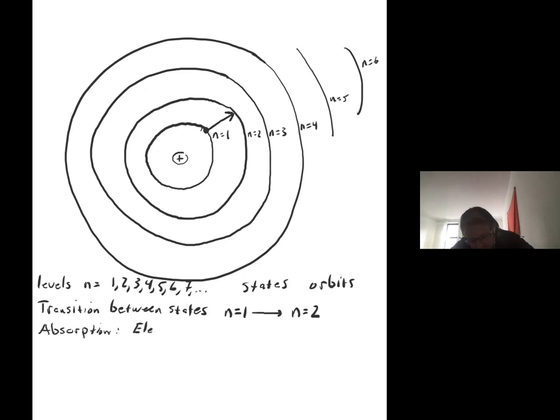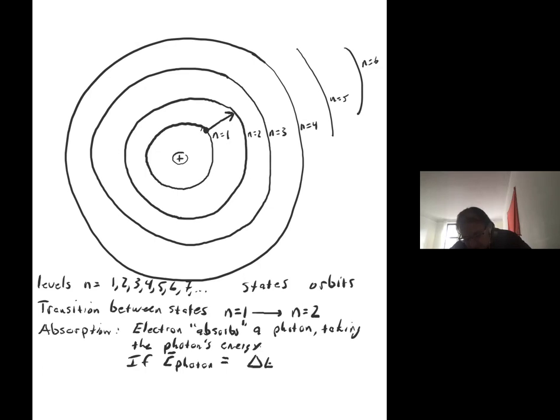The electron absorbs a photon, taking the photon's energy. Okay? If the energy of the photon, E photon, is equal to the difference in energy between n equals 1 and n equals 2, then the electron can jump to the second level. Okay, now that's the important point here.